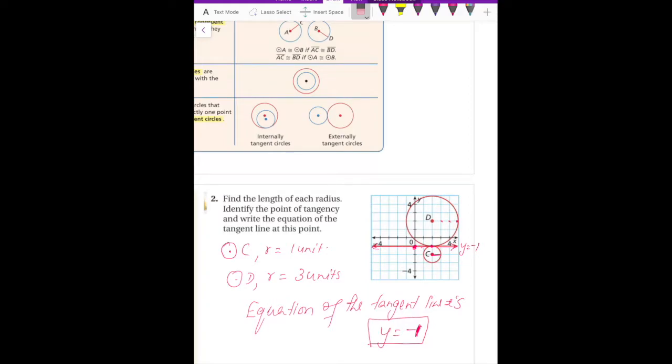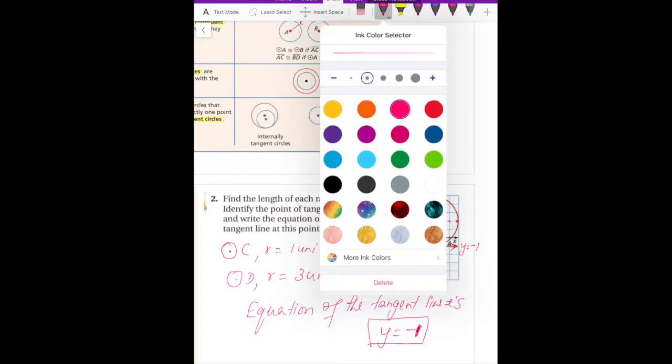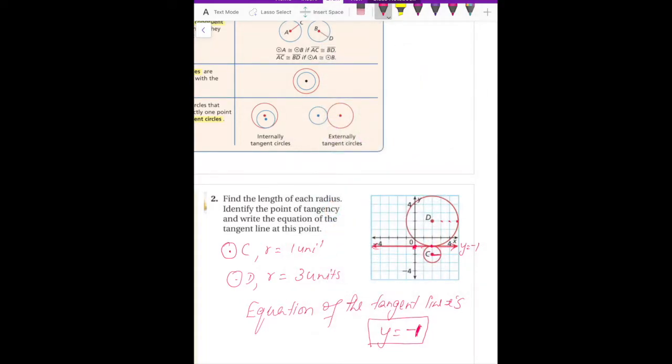Okay, we forgot to do one part on this. They said find the length of each radius, so we did that. So 1 unit, 3 unit, and they said identify the point of tangency. We didn't do that. What is the point of tangency? Point of tangency is this.